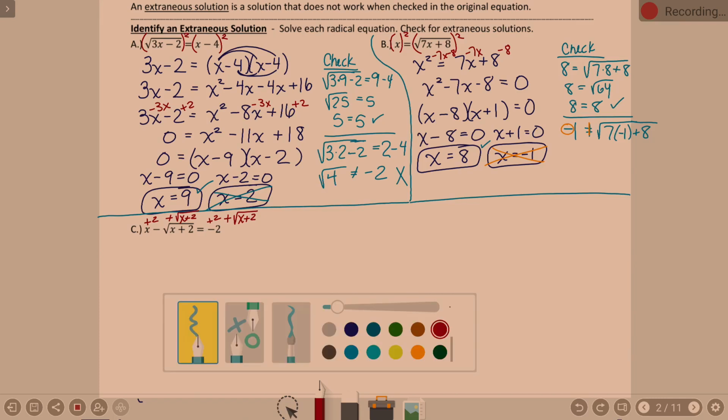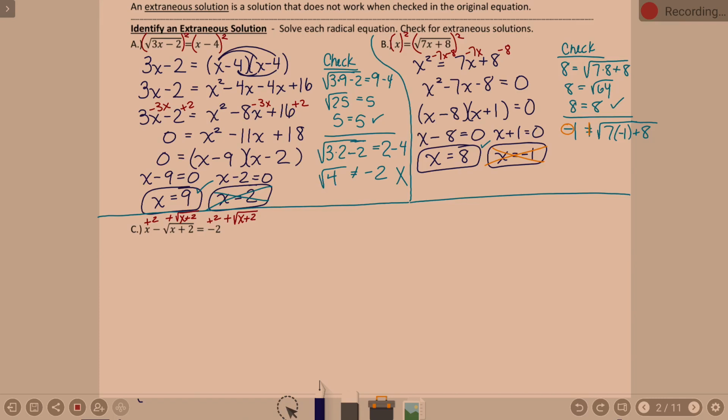But the way I'm setting this up, we now have x plus 2 on the left. Oh, shoot. What am I doing? I'm jumping a step ahead. Okay. I have x plus 2 on the left, and I have the square root of x plus 2 on the right. Got it? Radical by itself. Now what?